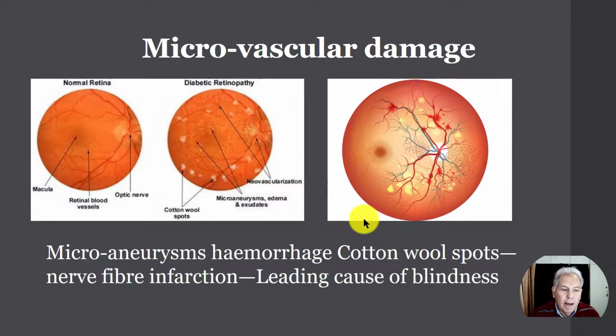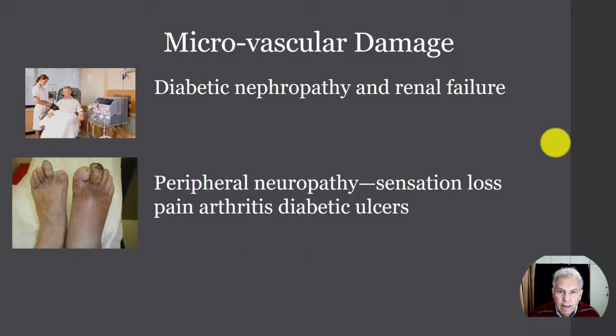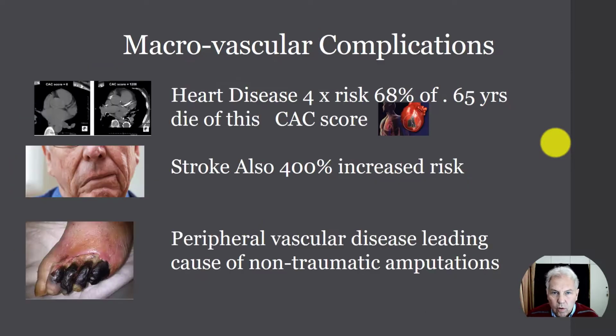So here in the eye, you get microaneurysms, you get damage to these small vessels, you get bleeding, you then get infarction of some of the nerves. They are seen here as these cotton wool spots. And diabetes is the leading cause of blindness in adults. Diabetic nephropathy, the same sort of damage goes on in the little blood vessels in the kidney, and renal failure and dialysis. Leading cause again is diabetes. Peripheral neuropathy with sensation loss and ulcers and diabetic foot pain, arthritis, diabetic ulcers, also a big problem with diabetics.